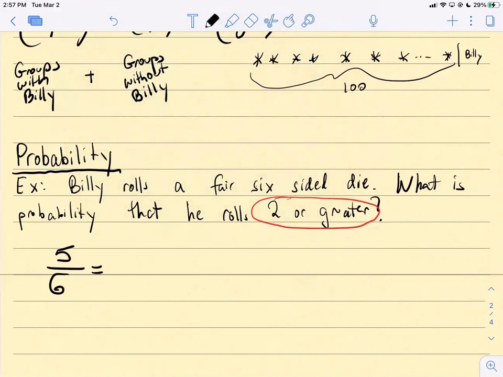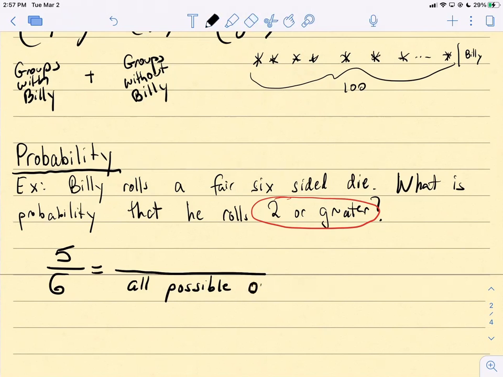Okay, so on a die there are 6 sides, so that makes the denominator. And because you're looking for 2 or greater, you're including the 2, and then you add up all the sides, which adds up to 6. It'd be 5. Yeah, that's right. So all the outcomes that are 2 or bigger.